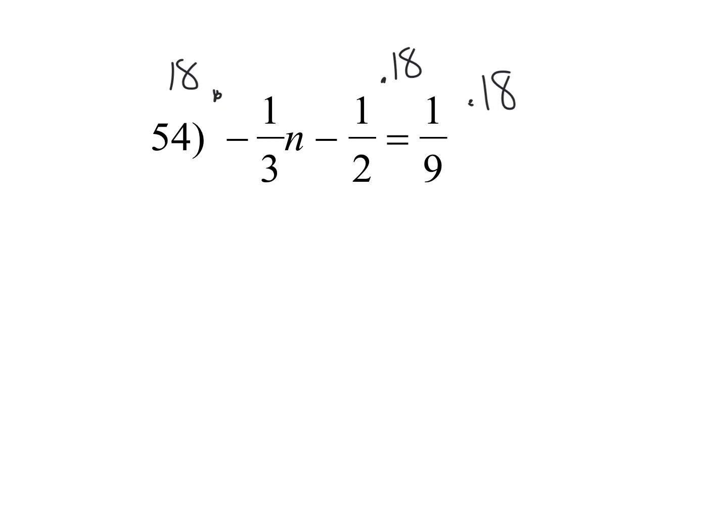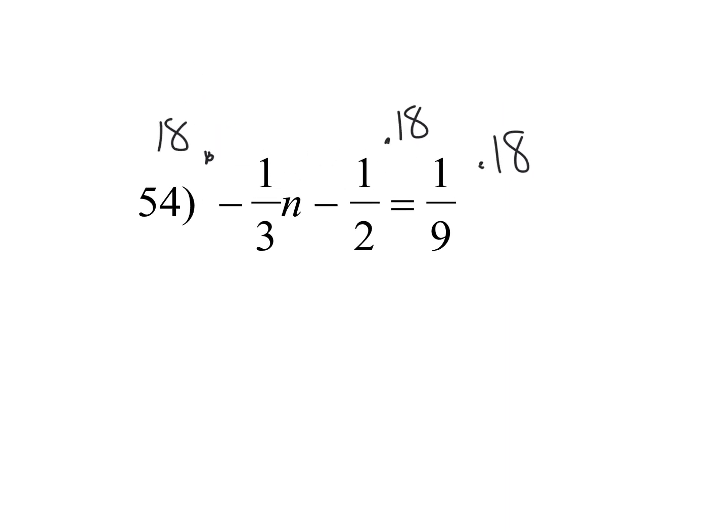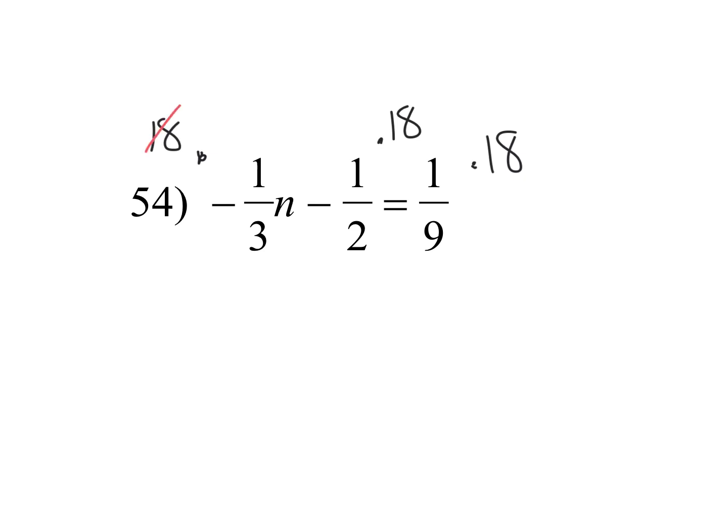So looking at the 1/3, how many times does 3 go into 18? 6. And then the 3 is gone. So what do I have left there? Don't forget about this 6 up here. We have 6 times 1. We have -6n. Good.